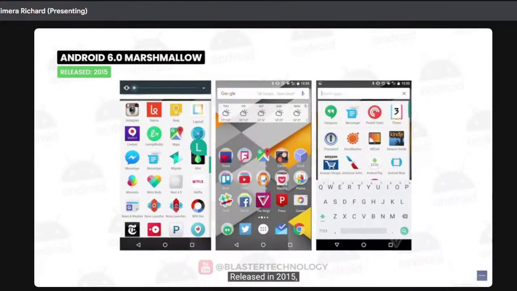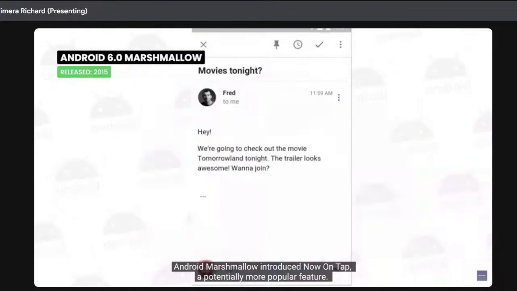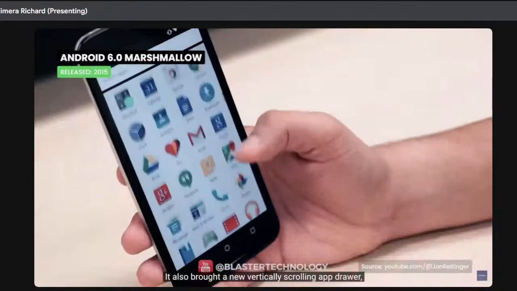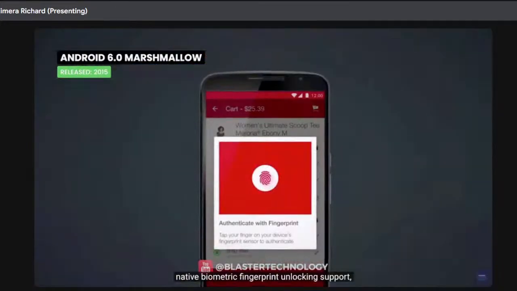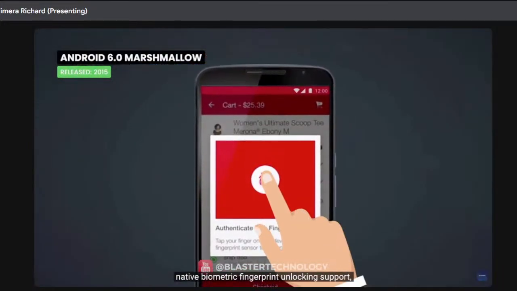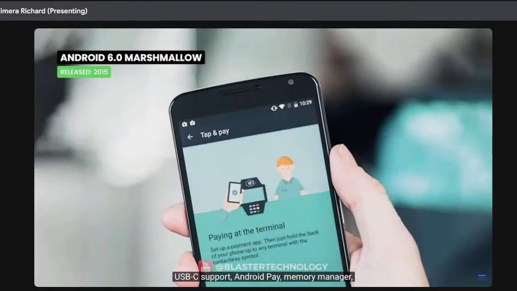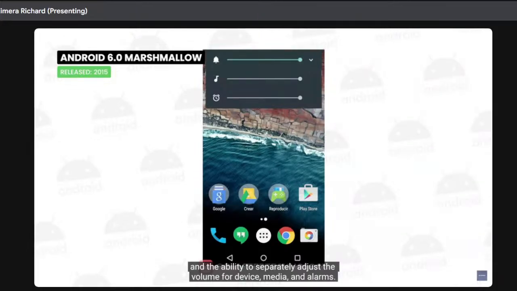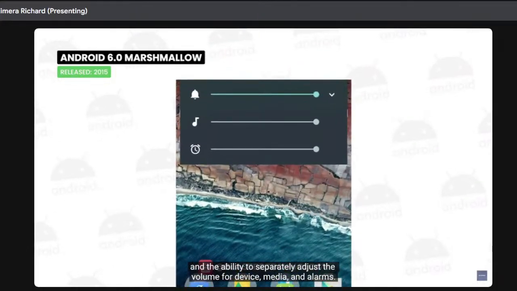Released in 2015, Android Marshmallow introduced Now on Tap, a potentially more popular feature. It also brought a new vertical scrolling app drawer, native biometric fingerprint unlocking support, USB-C support, Android Pay, a memory manager, and the ability to separately adjust the volume of device, media, and alarms.